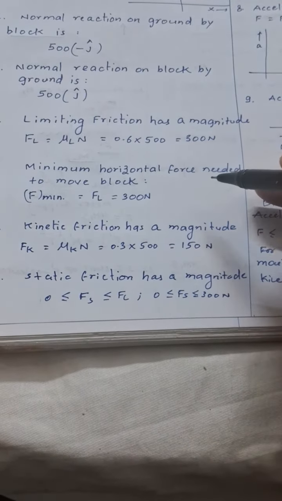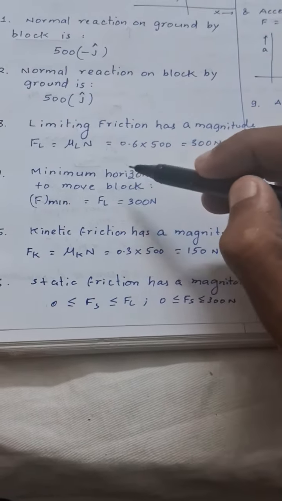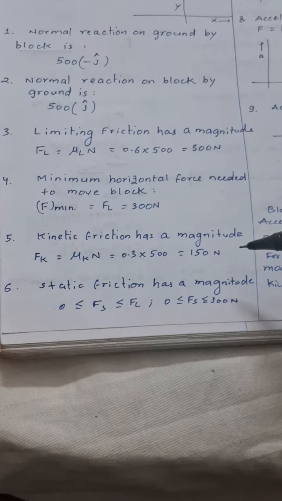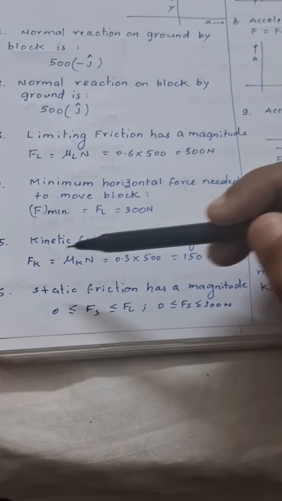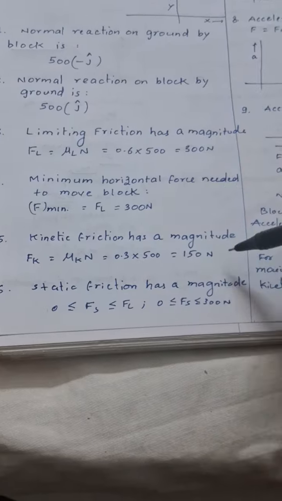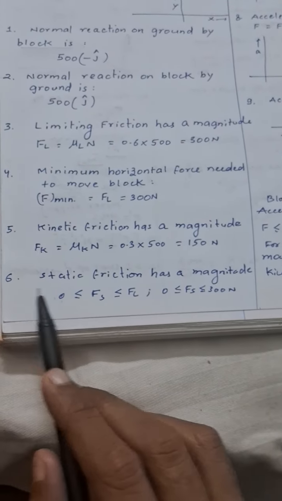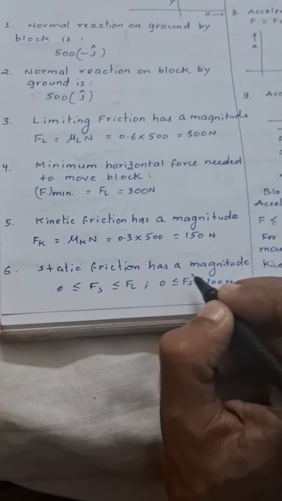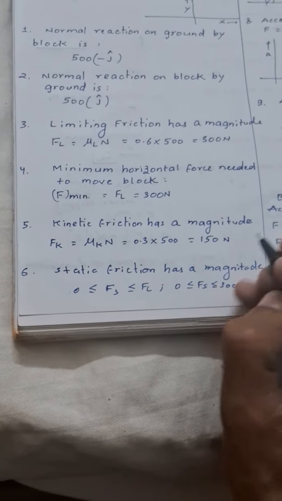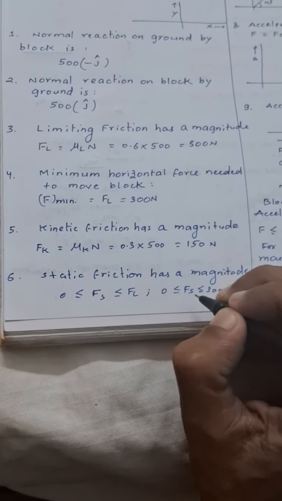Next is the minimum horizontal force needed to move the block. So the minimum force is the limiting friction, which is 300 Newton. Next is kinetic friction has a magnitude. So kinetic friction is mu k into N, which is 0.3 into 500, which is 150 Newton. Next is static friction has a magnitude. So static friction lies between 0 and limiting friction. That is, it will lie between 0 and 300 Newton.